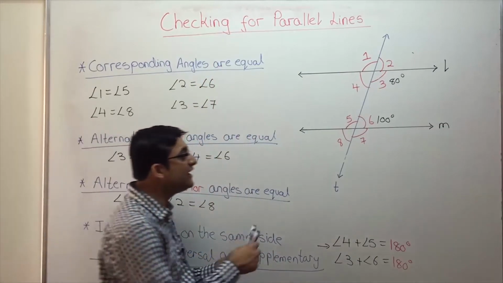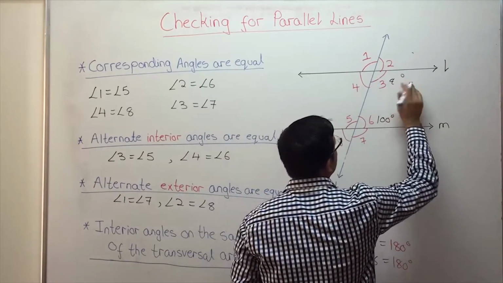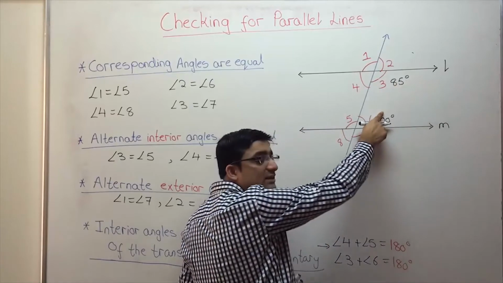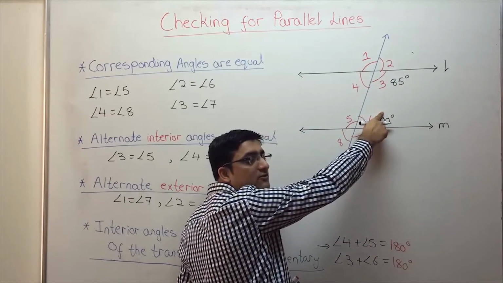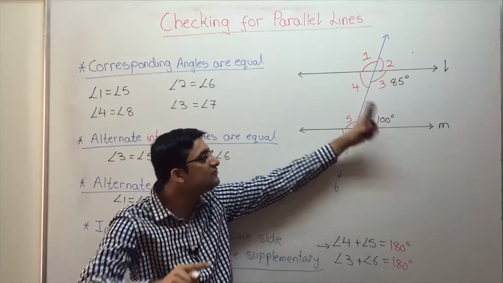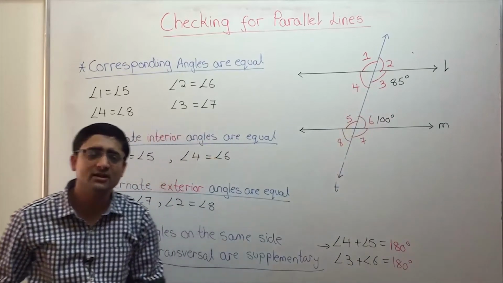Similarly, if instead of 80, I put 85 here, so instead of 80, I write 85 over here, are interior angles on the same side of the transversal supplementary now? No. Since interior angles on the same side of the transversal are not supplementary, therefore the lines are not parallel, right?